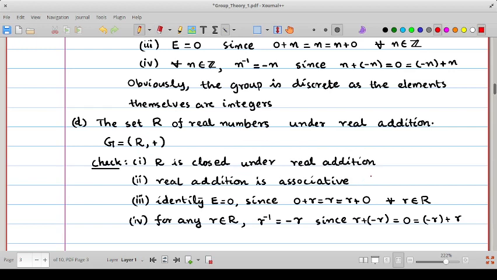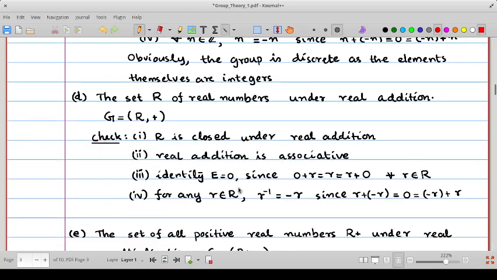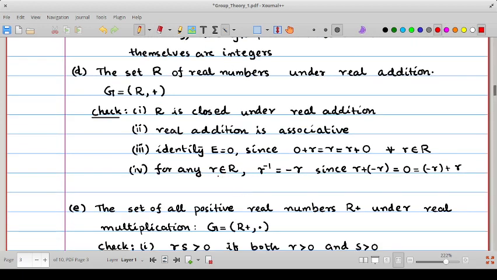Further, real addition is associative, and the identity under real addition is 0, which is a real number. And for any real number R, the inverse under addition is minus R. That's because R plus minus R is 0, the identity element. Therefore, we see that the set R together with real addition forms a group.